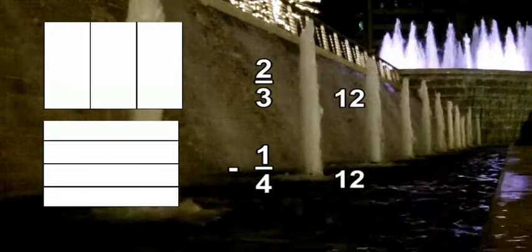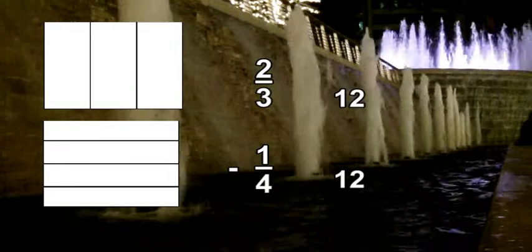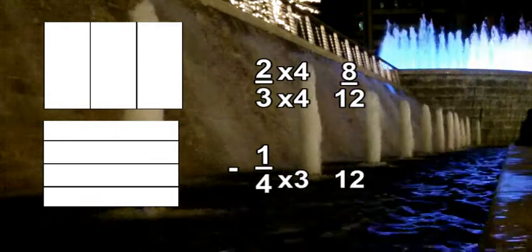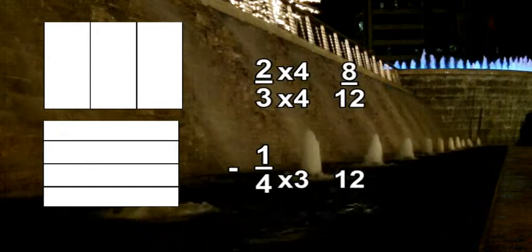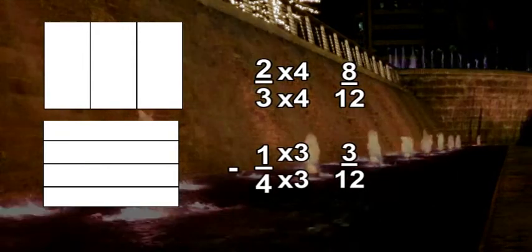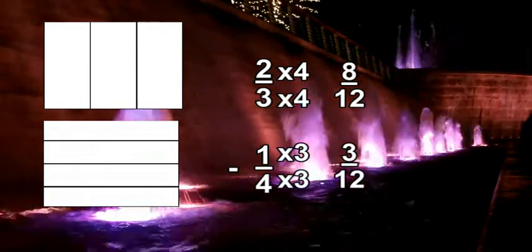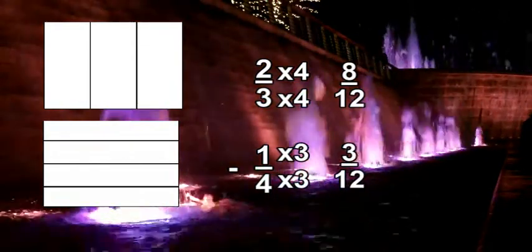That means we need to turn the thirds and fourths both into twelfths to make equivalent ratios. To change thirds into twelfths, we'll multiply by 4. Whatever you do to the denominator, you do to the numerator, so 2/3 will change into the equivalent ratio of 8/12. To change the fourths into 12ths, we'll multiply by 3. Whatever you do to the denominator, you multiply the numerator by. So the 1/4 turns into the equivalent ratio of 3/12. Now let's look at our models.